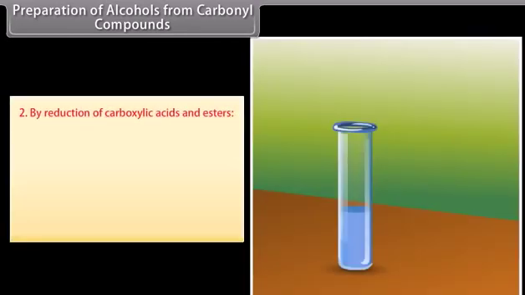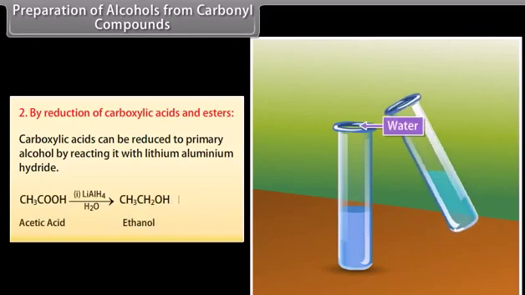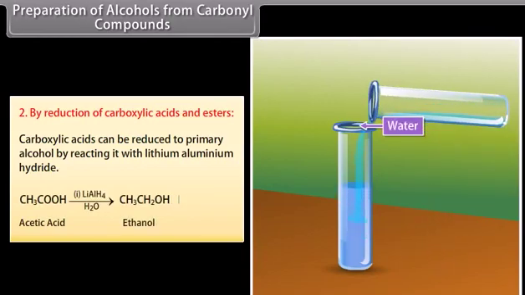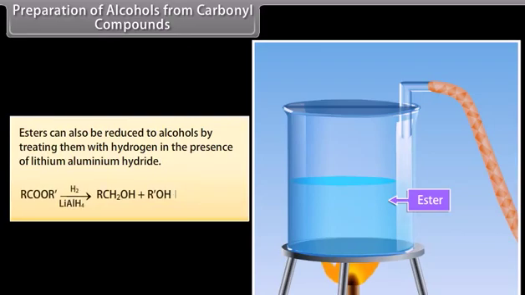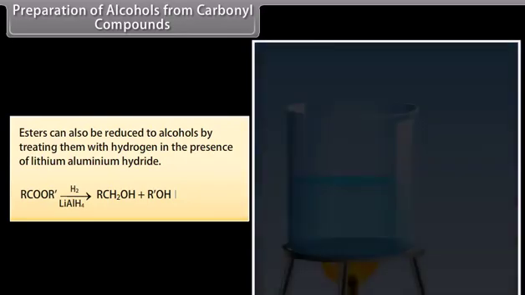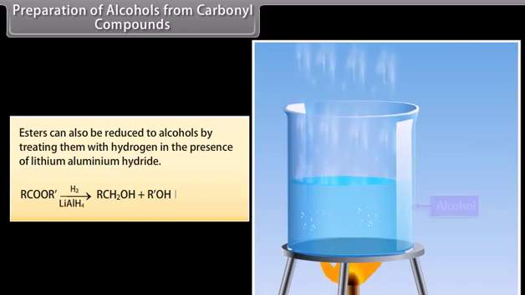From carbonyl compounds. By reduction of carboxylic acids and esters. Carboxylic acids can be reduced to primary alcohol by reacting them with lithium aluminium hydride. Acetic acid is treated with lithium aluminium hydride followed by water, which forms ethanol. Esters can also be reduced to alcohols by treating them with hydrogen in the presence of a catalyst. On treating esters with hydrogen, they form alcohol.